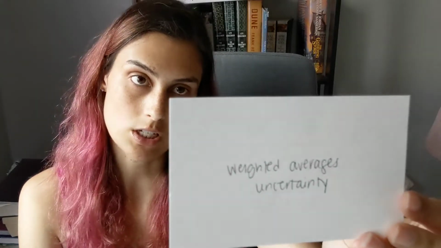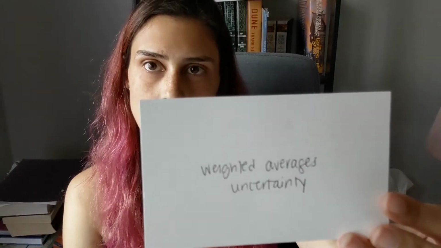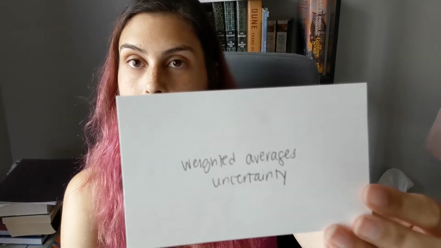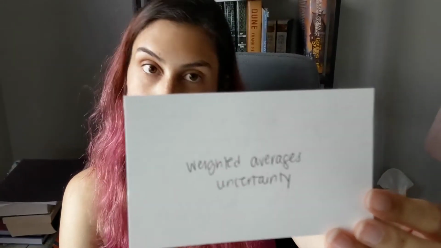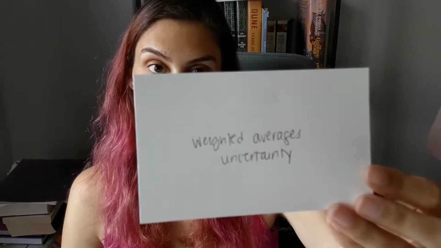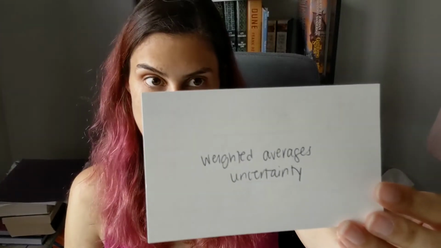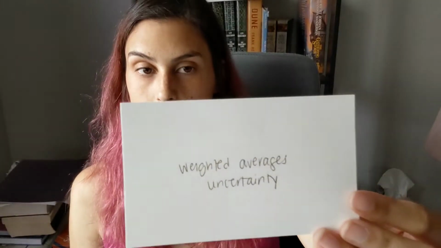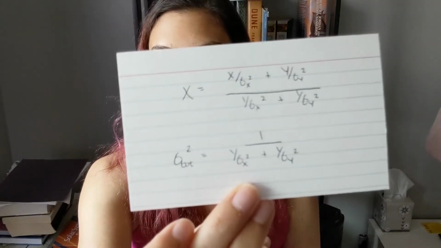Weighted averages uncertainty. So the x value will be equal to x divided by sigma x squared plus y divided by sigma y squared, divided by 1 over sigma x squared plus 1 over sigma y squared. And then the total uncertainty is going to be 1 over sigma x squared plus 1 over sigma y squared.